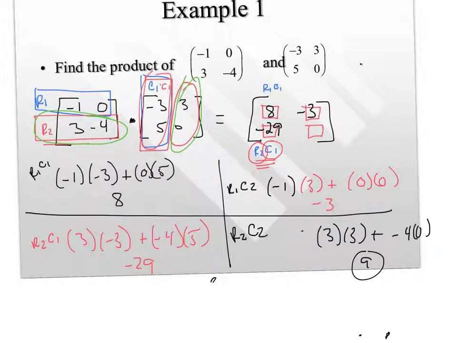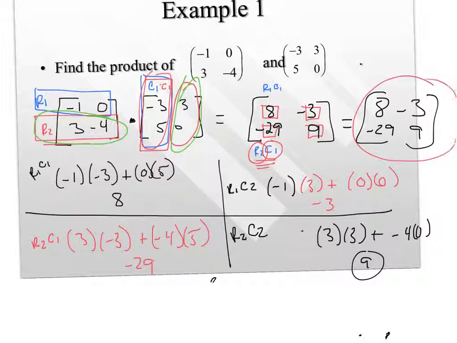And so this process, and I'm going to clean this up, so we get 8, -3, -29, and 9. So I've cleaned up the answer a little bit. Here it is right here. So yes, it is a little bit of a process, but by practicing and working through this idea, it will become second nature and very easy to complete, okay?